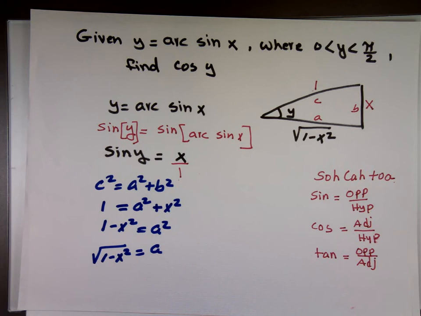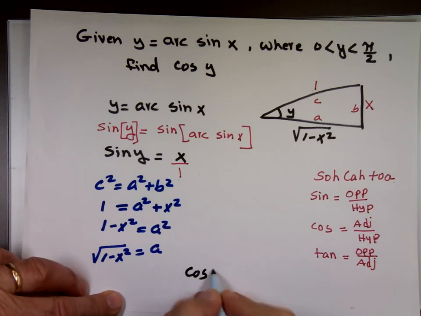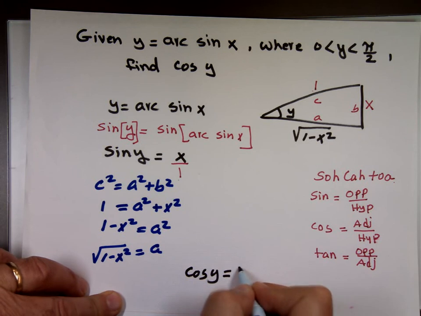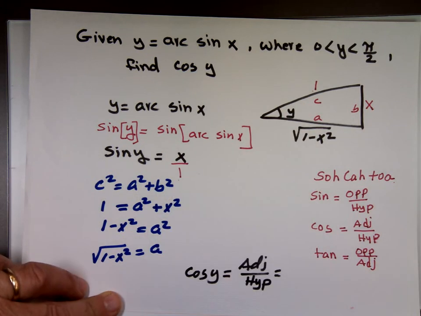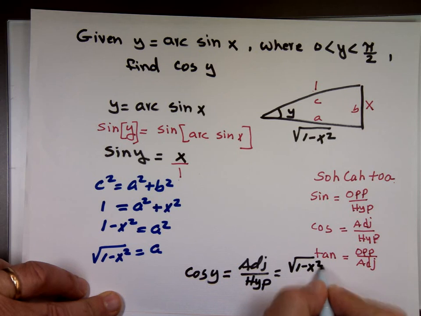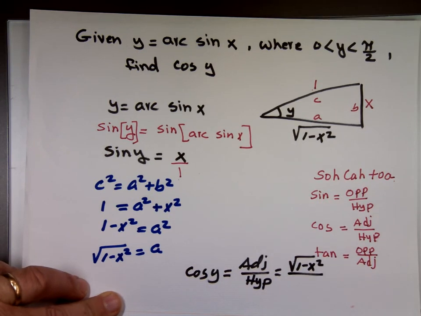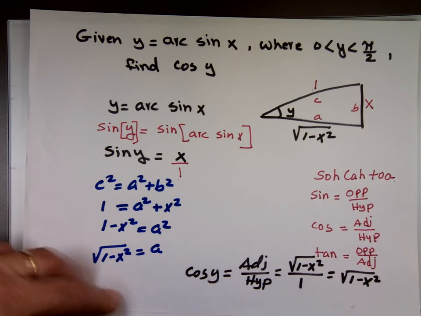Once you have that side, to answer the question, find the cosine, you're done. What is cosine y? Cosine is what? The adjacent over the hypotenuse. What is your adjacent equal to from that picture? The square root of 1 minus x squared. And what is the hypotenuse? 1. And that's what cosine y is.